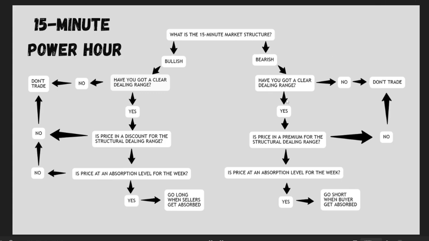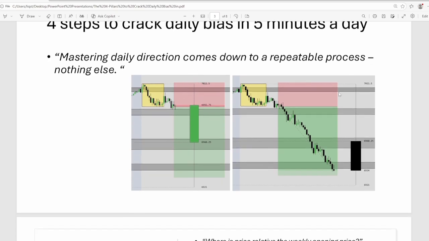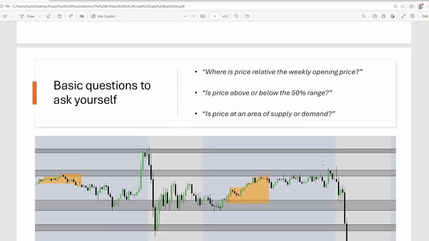So structure, dealing range, PD arrays, absorption level, and then go short. Same vice versa for a long. So taking trades like this, again, you can see the weekly candle being big, the wick being small, and then the wick getting bigger. So your job as a trader is to position yourself inside of a higher time frame wick so that you can catch this expansion or these expansions.